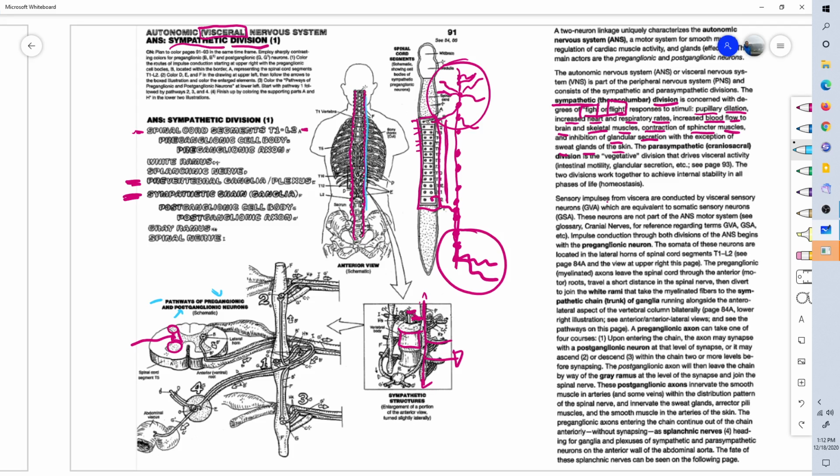So the ganglia is this right here. The chain is the ganglia. Sympathetic chain is the ganglia. So here it is right here, running all the way up and down the front of the spine.